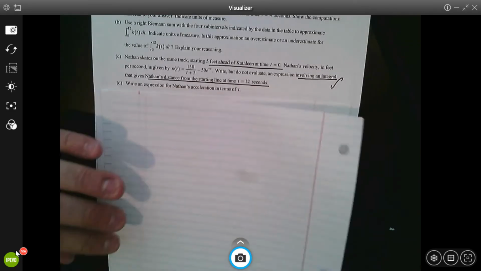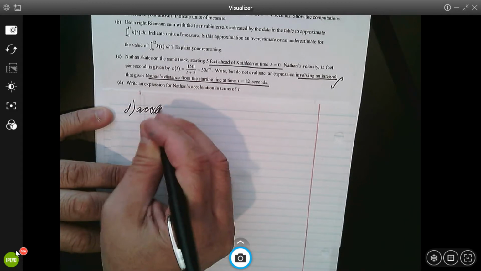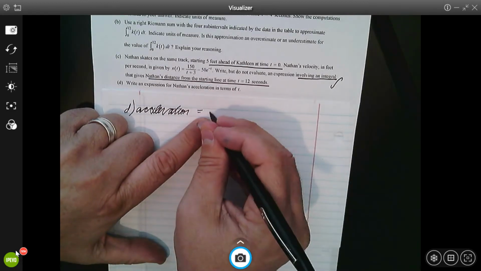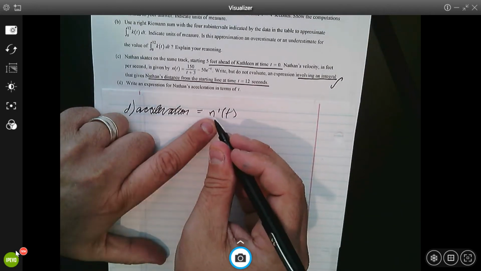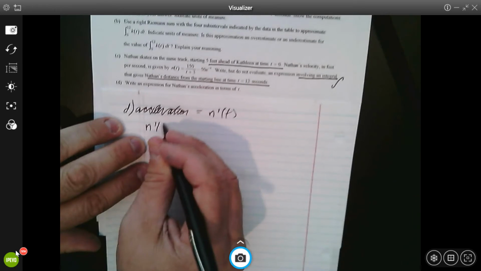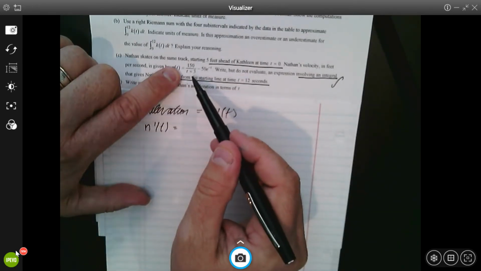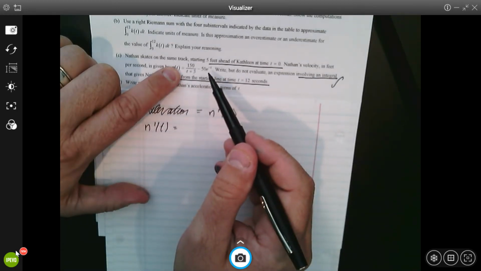Let's look at part D. In part D, we're asked to write an expression for Nathan's acceleration. Well, we've already seen this before. So acceleration, we know, is the derivative of velocity. Well, we need the derivative of Nathan's velocity. Well, how do we find that? N prime of t. I see n is 150 over t plus 3, minus 50 e to the negative t.